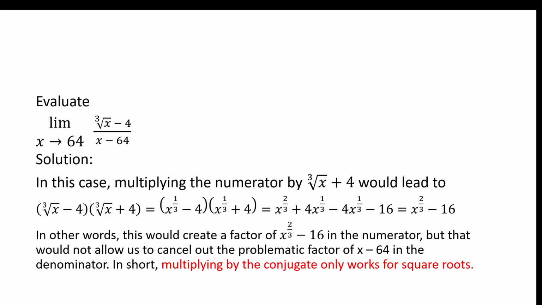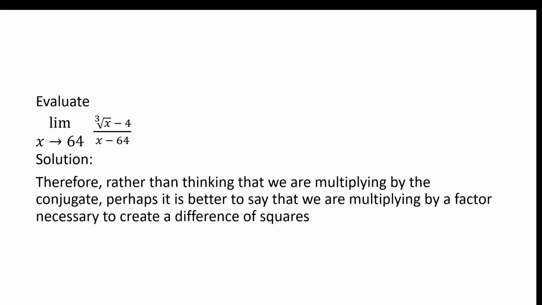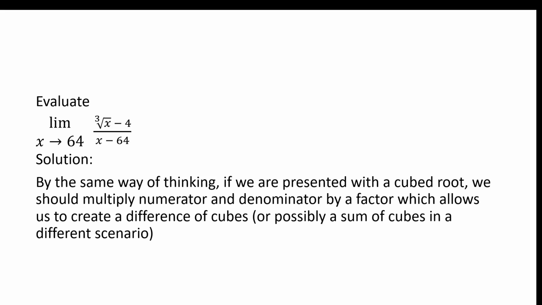So what we would end up with here is x to the 2/3 minus 16, which wouldn't get us anywhere. It wouldn't allow us to cancel out with the problematic factor of x minus 64. So the lesson we're learning here is multiplying by the conjugate only works for square roots. So instead what we're going to do is not think of a minus b times a plus b equals a squared minus b squared, but think about creating a difference of cubes.